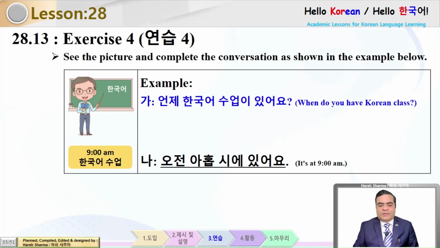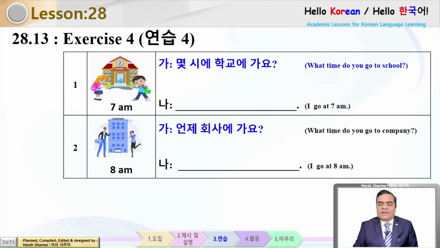So in the same way, start writing answers of these questions, 여러분. Let's see number 1. Picture is of school and time is 7 a.m. How to do this exercise? See Kha statement. 몇 시에 학교에 가요? What time do you go to school? Answer is, see on the right side in the bracket it is written in English, I go at 7 a.m.